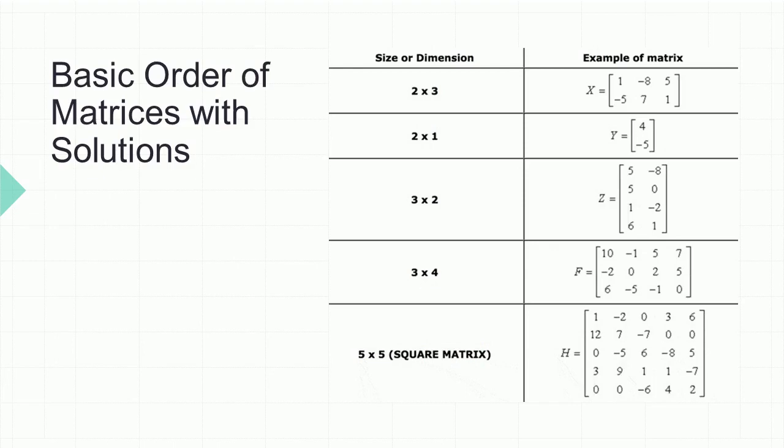Matrix Z, this is a mistake, please. It's supposed to be a 4 by 2 matrix. But when I was doing my editing, I mistakenly put 3 there. It's supposed to be a 4 by 2 matrix. You can see it's 4 rows: 5, minus 8, 5, 0, 1, minus 2, 6, 1. And F is 3 by 4. And lastly, we have a square matrix of 5 by 5. So I believe from this we can easily derive the order of any given matrix without any problem.